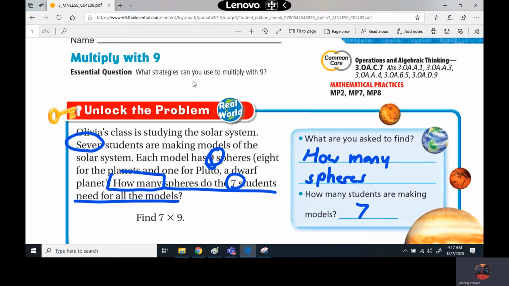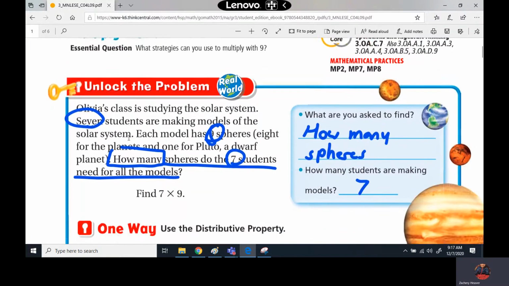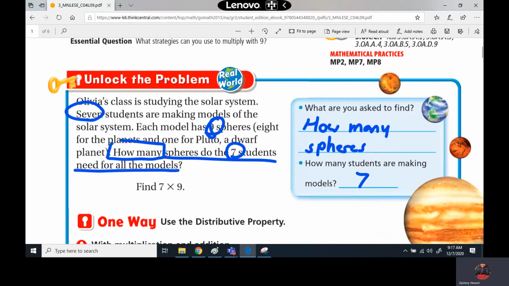So this lesson is 4.9, and it's multiplying with 9. Olivia's class is studying the solar system. 7 students are making models of the solar system. Each model has 9 spheres, 8 for the planets and 1 for Pluto, a dwarf planet. How many spheres do the 7 students need in all, or need for the models?